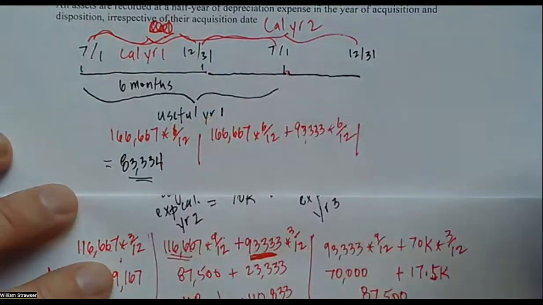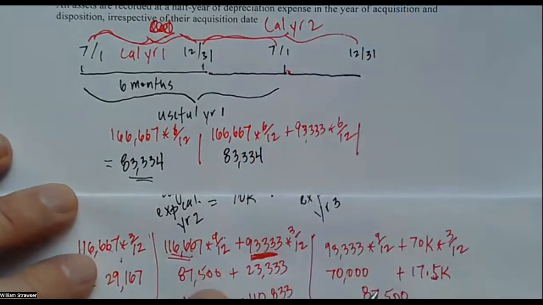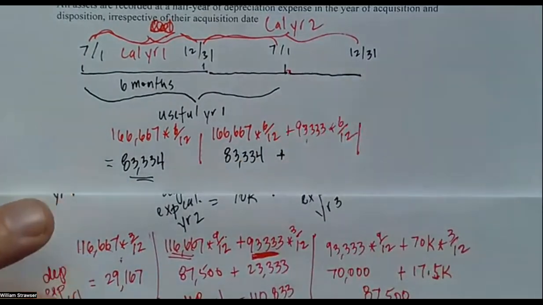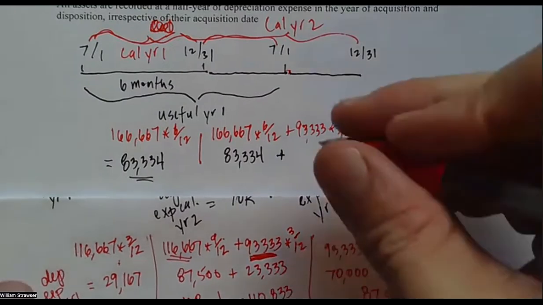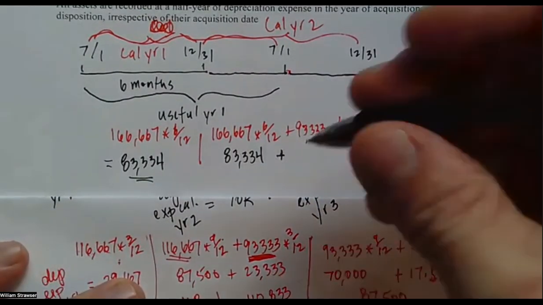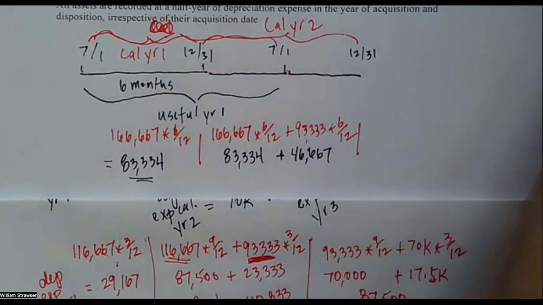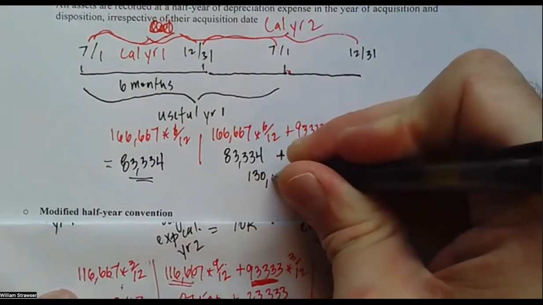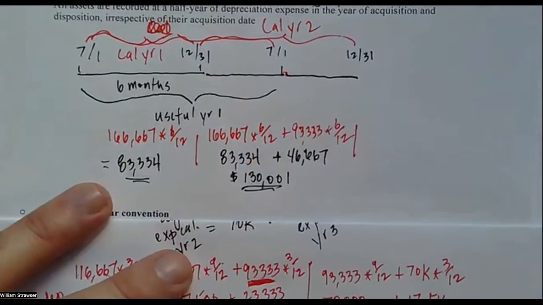That's what I would find on the income statement. Then, of course, it's nice because I can just use that calculation I just made. It's not 3/12 versus 9/12. It's just half and half. So it's always going to be there. Then I just do 93,333, divide that by 2. And that gets me 46,667. Add that back to 83,334. And it's $130,001. That's my second calendar year's depreciation expense.